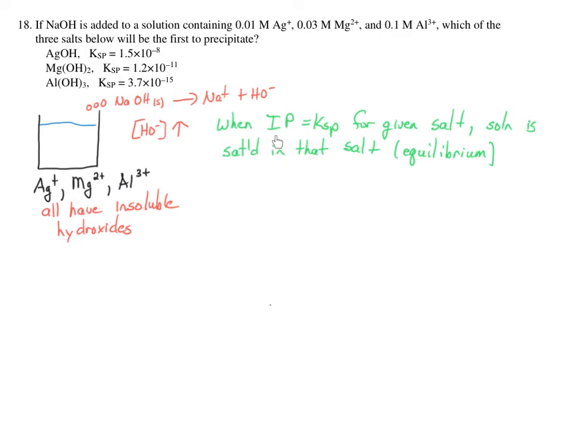Eventually, for each salt, we're going to reach a point where the IP is equal to the KSP. At that point, the solution is saturated in that salt. That's an equilibrium situation. If we continue to add hydroxide beyond this point, IP is going to exceed KSP, and that salt will precipitate. Because these salts all dissociate differently and they all have different concentrations of the metal cation to begin with, we will need to solve for the hydroxide ion concentration required for IP to equal KSP for each of the three salts.